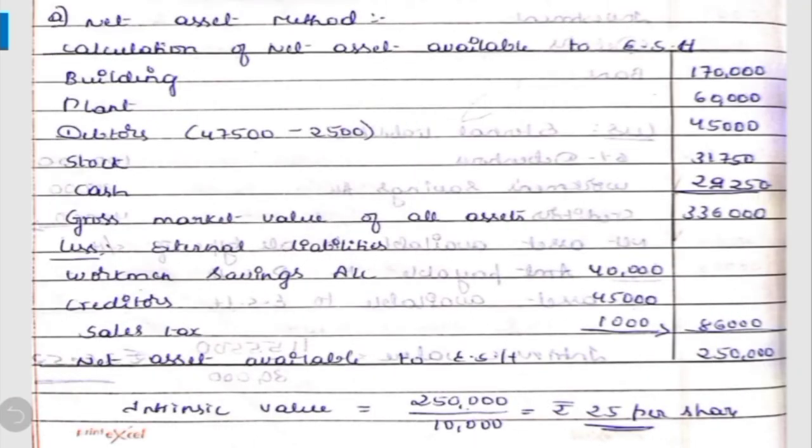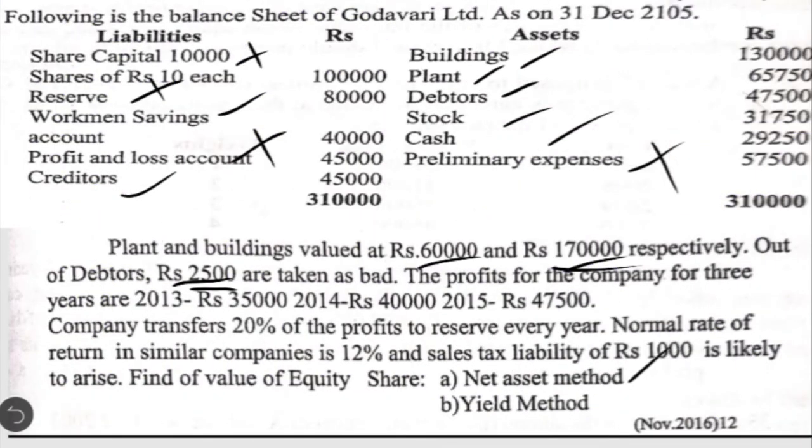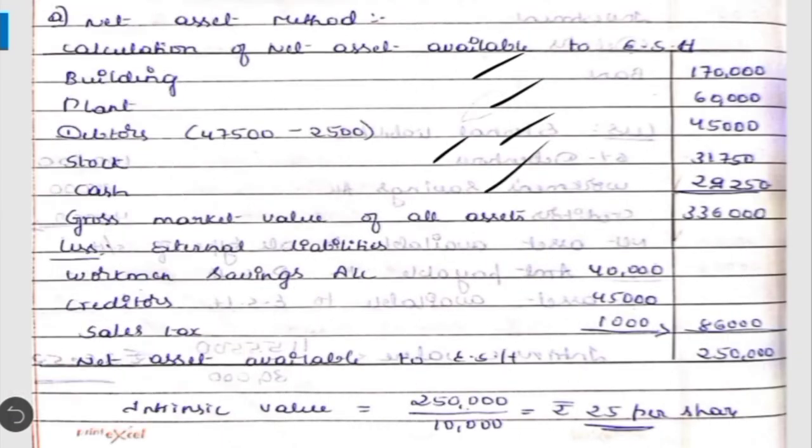Let's see how to calculate. Buildings present value, plant present value, debtors less bad debt, stock you are considering book value itself as the present value, cash as it is. We get the gross market value of various assets to be 3,36,000, less external liabilities, workmen savings account and creditors. And also here in the paragraph they have given one more liability which is not shown in the books of account. The sales tax liability of rupees 1,000 is likely to arise. So it is like a contingent liability. In the future that liability might arise, so we have to take that into consideration also.